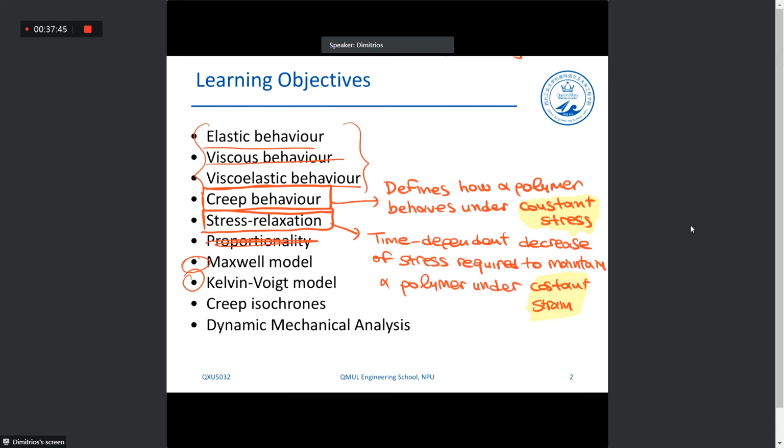How do we fabricate creep isochrones and the information that we obtain from dynamic mechanical analysis? We have already discussed and mentioned dynamic mechanical analysis multiple times in this course. And can anyone tell me what kind of information can we get from dynamic mechanical analysis? Any idea?